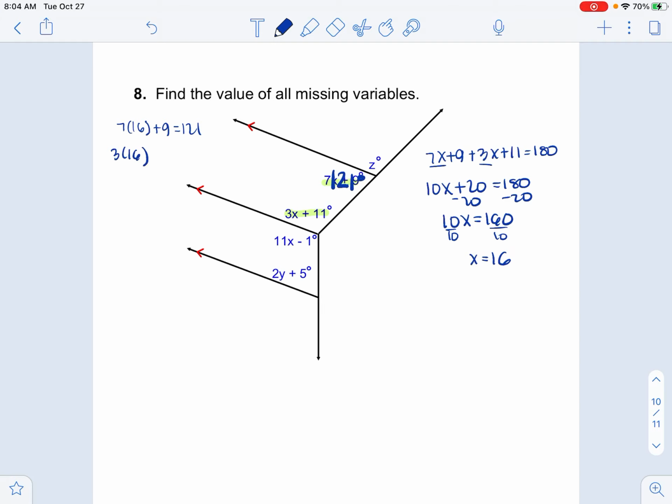All right, 3 times 16 plus 11. 3 times 16 is 48, plus 11 is 59. So this is 59, which does add to 180, so I know I did it right. Now I can find this one because it has an x in it. 11 times 16 minus 1 is 175. And if you're like, wait, these don't add to 180, they're not supposed to, right? It's supposed to be more than 180. It's bigger than a straight line.